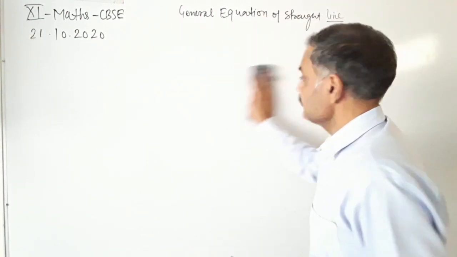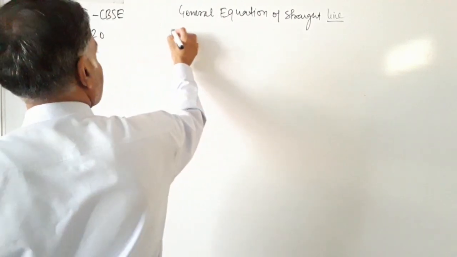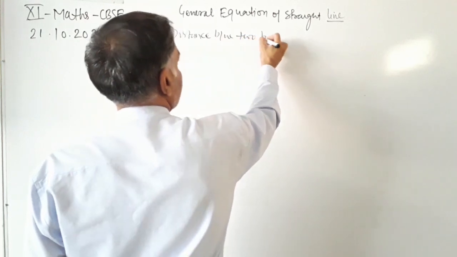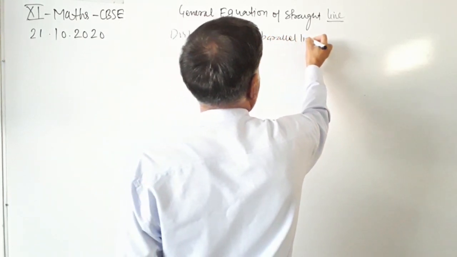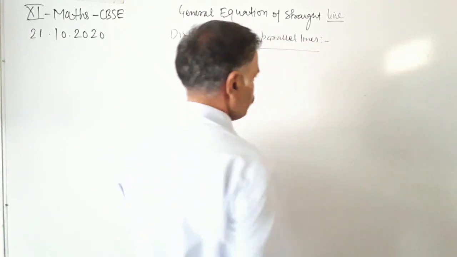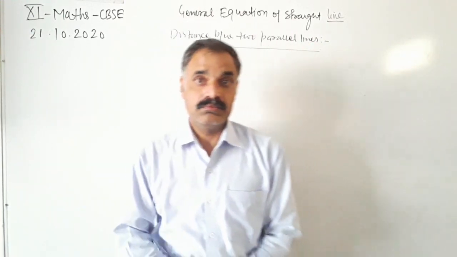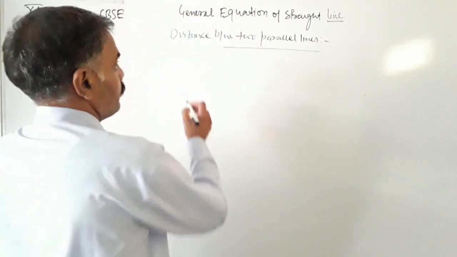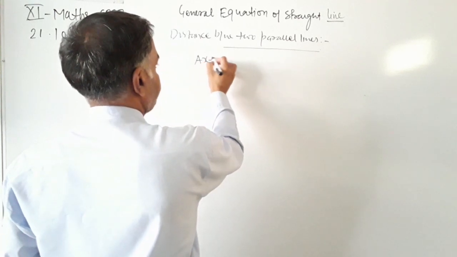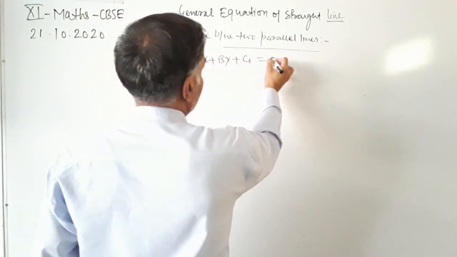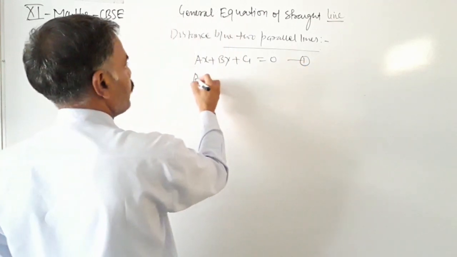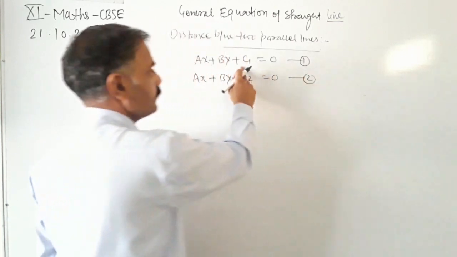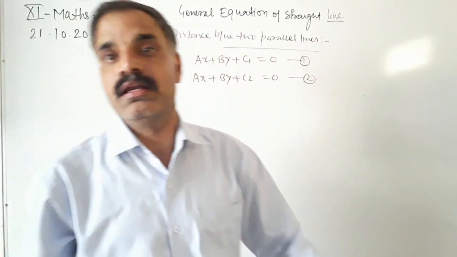So the topic is distance between two parallel lines. We are having two parallel lines, and we have to find the distance. Students, we know that ax plus by plus c1 equals 0 is the first line, and ax plus by plus c2 equals 0 is the second line. This is the first line, this is the second line, both lines are parallel.